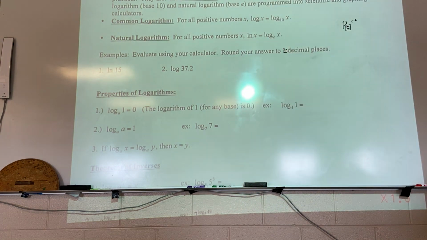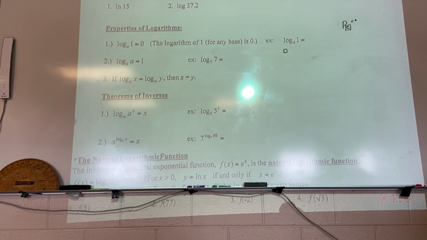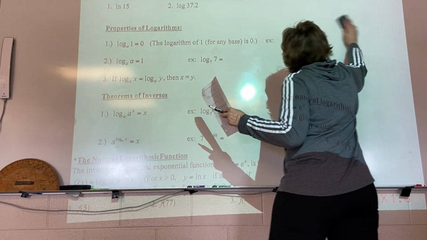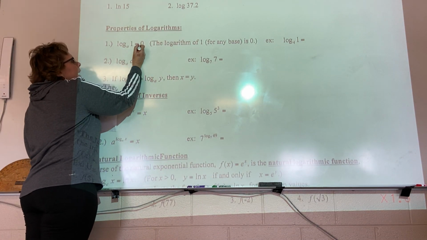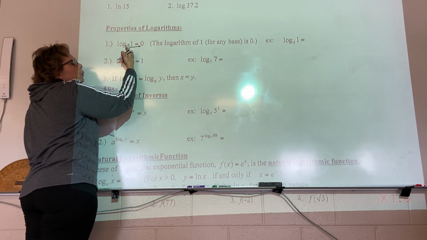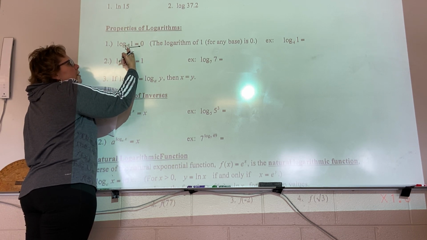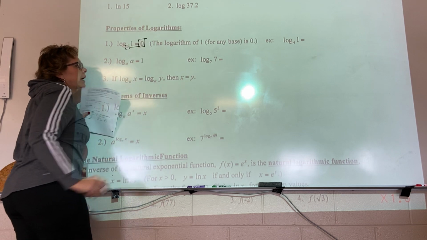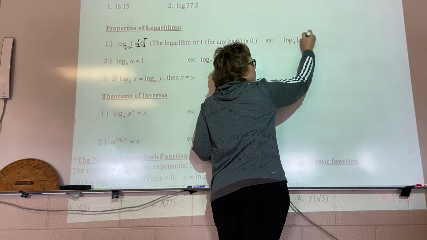Now, we've got a couple of properties we need to talk about. What happens when you have them in a certain format? These are little properties we need to accomplish before we get going into some problems. So this is just some notes to take. Anytime I have log base 2 of 1, log base 5 of 1, log base 12 of 1, log base 1/2 of 1, I'm always going to have a 0. So the example over here, log base 4 of 1, is always going to be 0.